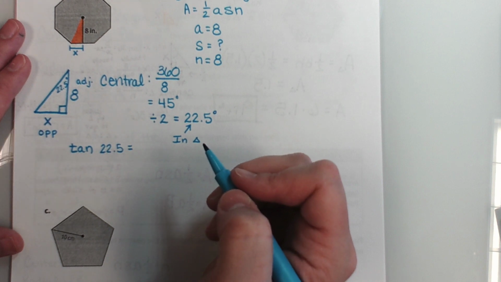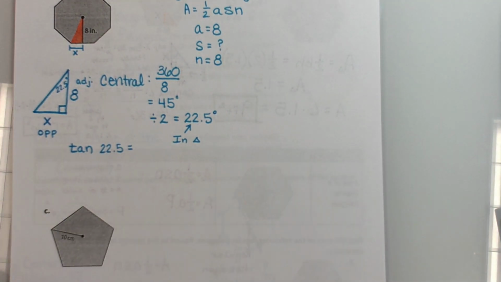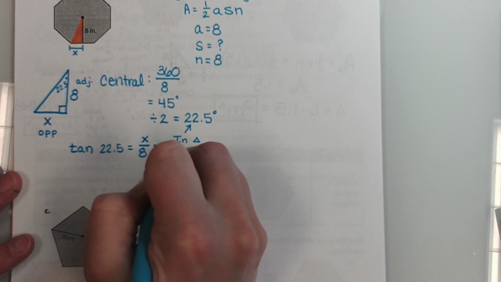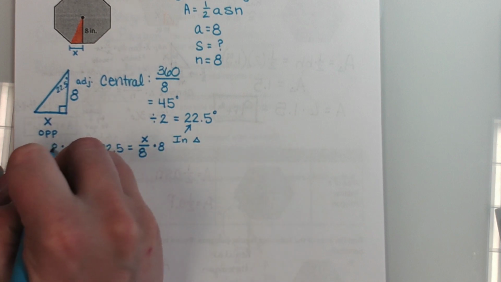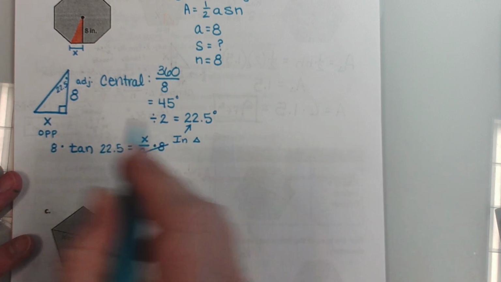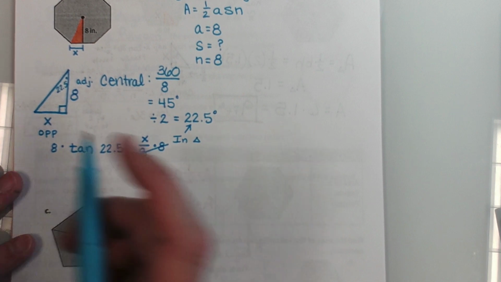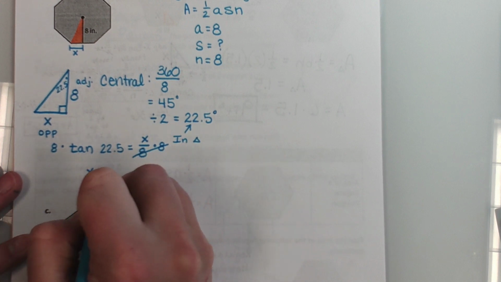Okay. Tangent of 22.5 equals, is it 8 over x or x over 8? X over 8. Opposite over adjacent. Multiply by 8 because that's the denominator. X is alone, which means I type 8 times tangent of 22.5 into my calculator. I find that x is 3.31.